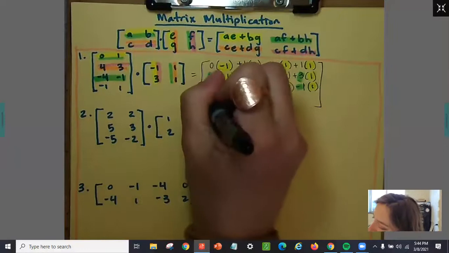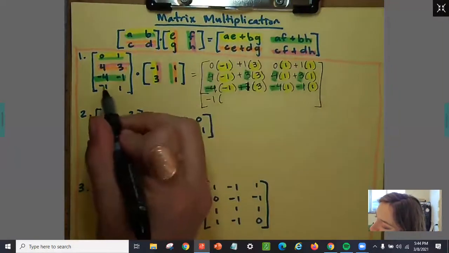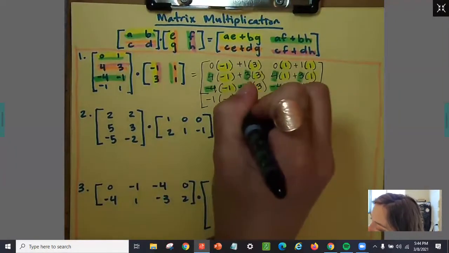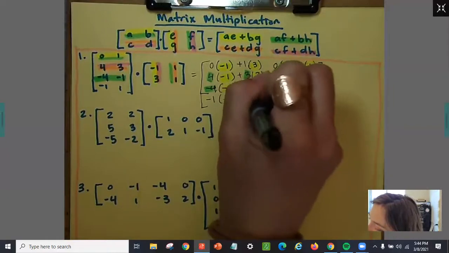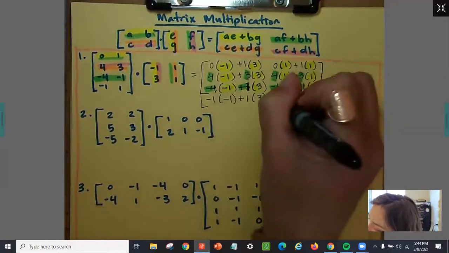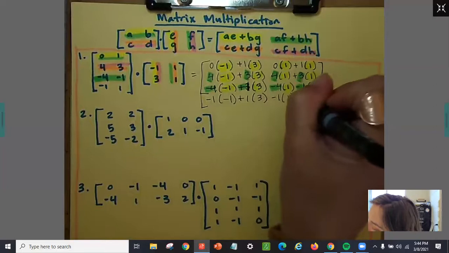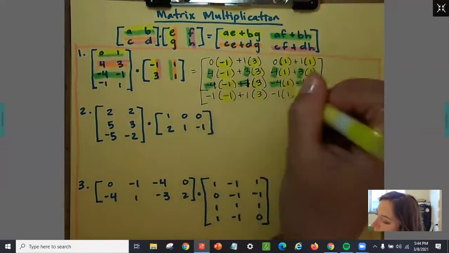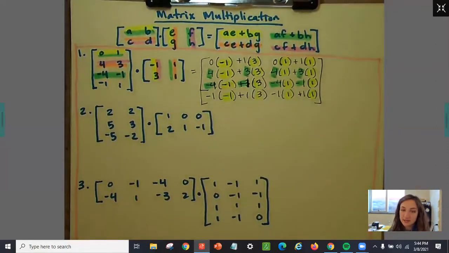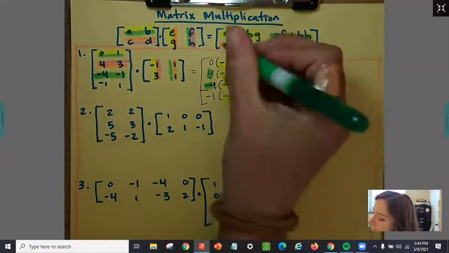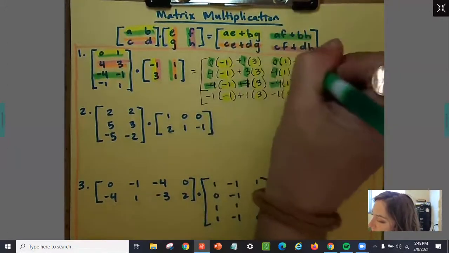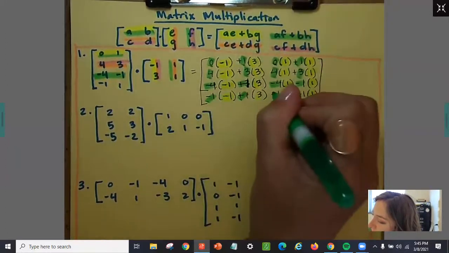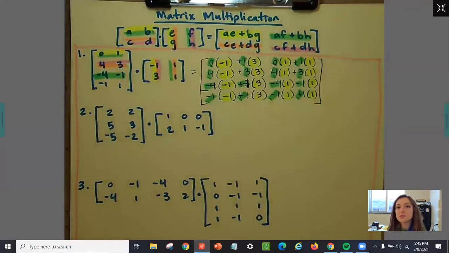Let's move on to the next one. We're going to have negative 1 times negative 1 plus 1 times 3. Then we're going to have negative 1 times 1 plus 1 times 1. So you can see that all the way down, we had the same numbers inside of the parentheses, and all the way down, we had the same two numbers repeating themselves right here. Let's write out our resulting matrix.